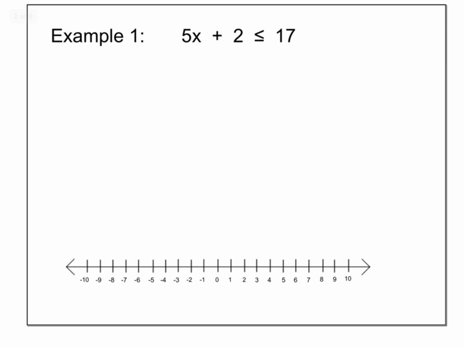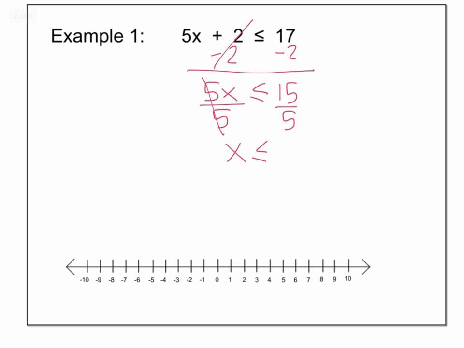Okay, we're going to start with example 1. Please write this example down in your notes. And we are going to isolate our variable just like we normally would when we are solving an equation. So my first inverse operation is going to be to subtract 2 on both sides, canceling out my 2's, which leaves me with 5x is less than or equal to 15. Next, we will divide both sides by 5, which gives me the solution x is less than or equal to 3.